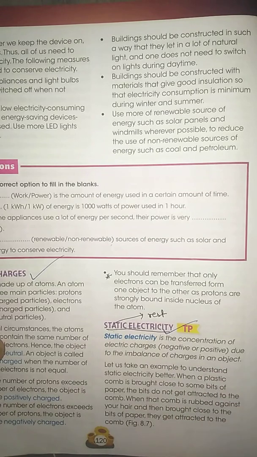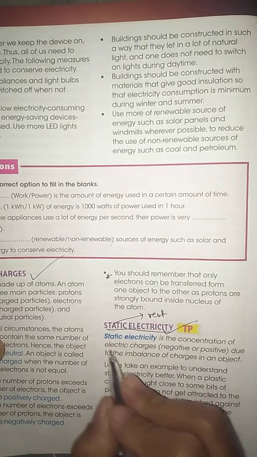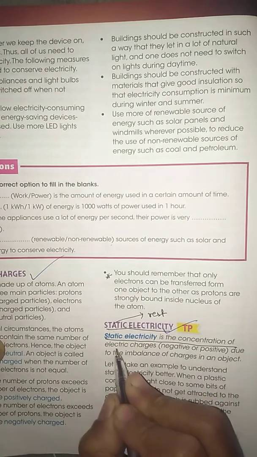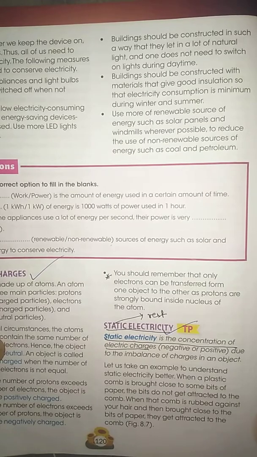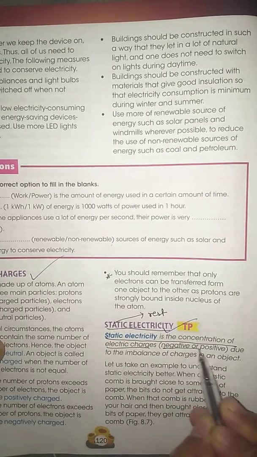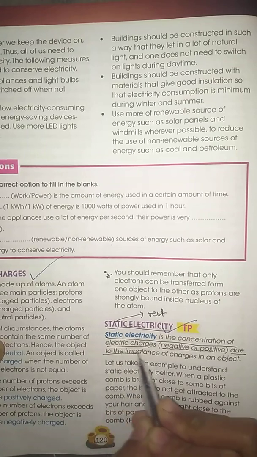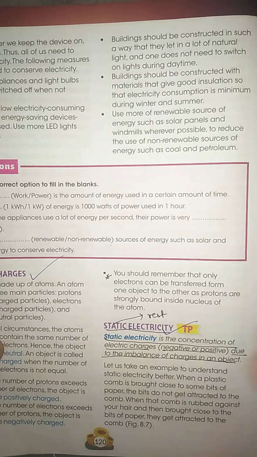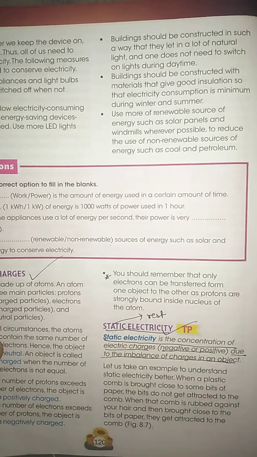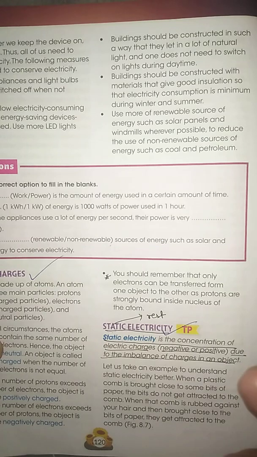First, static electricity. Static electricity is actually the concentration of electric charges. Concentration means the amount or percentage of electric charges, both negative and positive, due to the imbalance of charges in an object. Imbalance means there is an excess of charge or a deficiency of charge. If there is an excess of charge or a lack of charge in an object, then that object acquires either positive charge or what charge? Negative charge. And these charges will remain at rest.